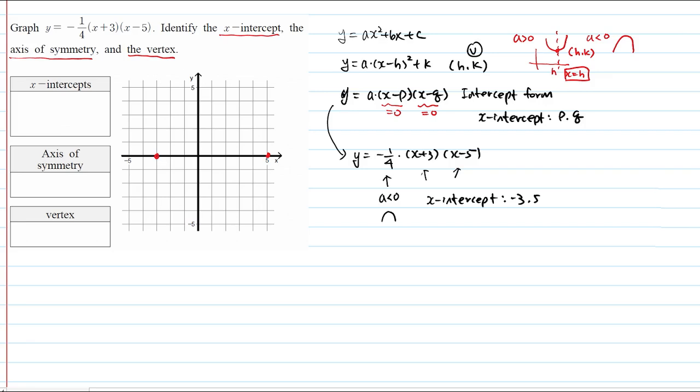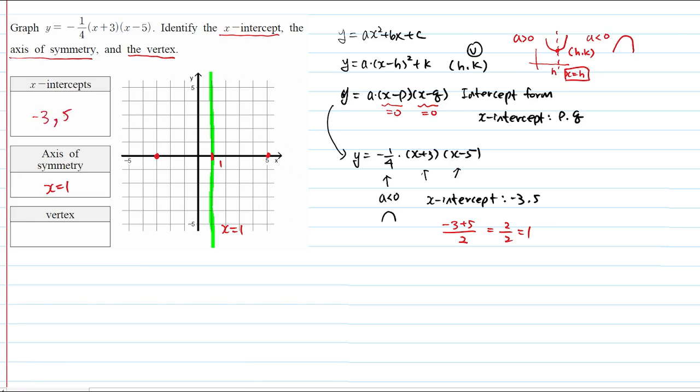Wow, that's a big spread, right? Then the axis of symmetry will be in the middle. So negative 3 plus 5 divided by 2, that's 2 over 2, that's 1. So that will be my axis of symmetry. It's right here. So x equal to 1. So we found the axis of symmetry, and we also found the x-intercepts, that's negative 3 and 5.